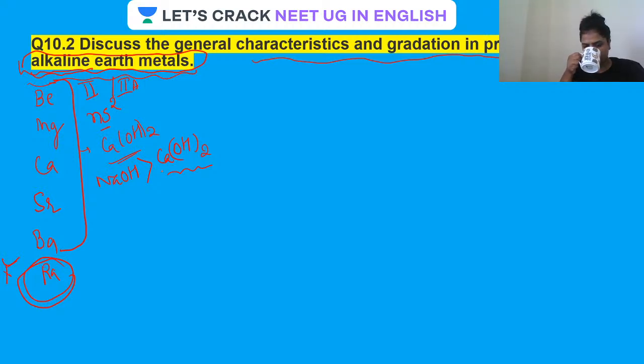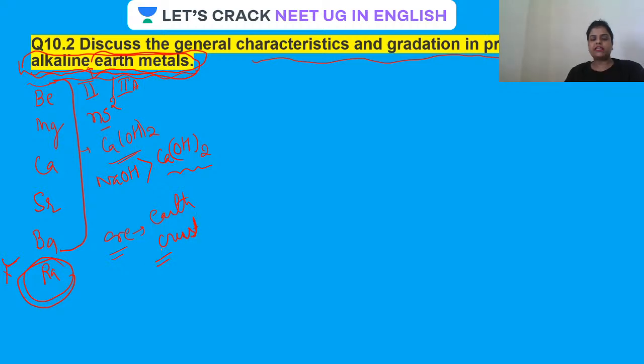So look at the screen now, guys. Now, coming to why the term earth metal is given to them: their ores, I'm repeating, their ores were first obtained from the earth's crust.